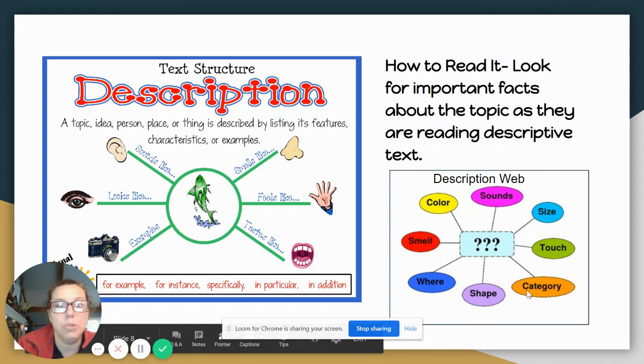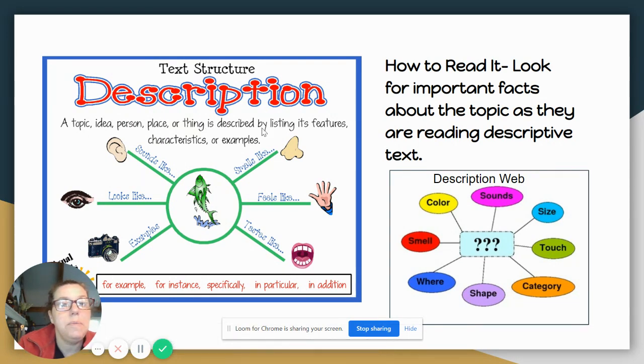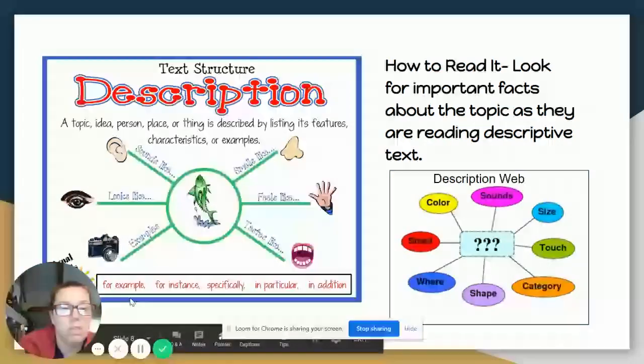So the first one is a description. It is a topic, idea, person, place, or thing is described by listing its features, characteristics, or examples. And this is where we've talked about, here's a fish or going fishing. You talk about what it sounds like, looks like, smells like, feels like, tastes like, and give some examples. Some of the key words are for example, for instance, specifically, in particular, and in addition.